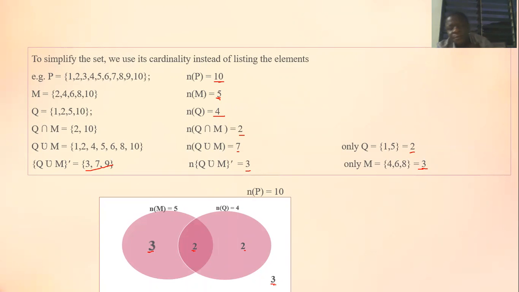When we do this, the total number we have here, which is the addition of the total number of elements in each of these regions, should give us the total number of elements in the rectangle, which is 10. Let's check that.